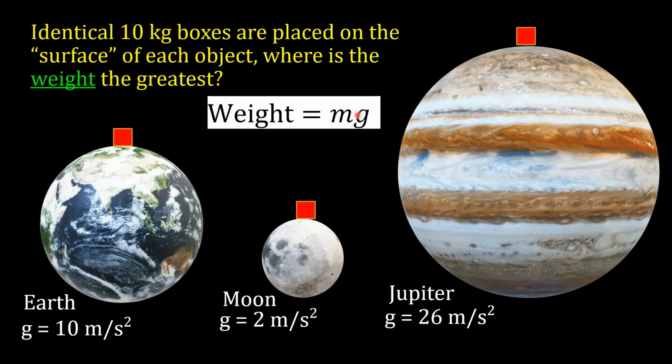Whichever one has the biggest g, which is of course Jupiter, that's going to be your biggest weight. So it's going to weigh a little more than 2.5 times more on Jupiter than it would on Earth, and over 10 times more than it would on the Moon.